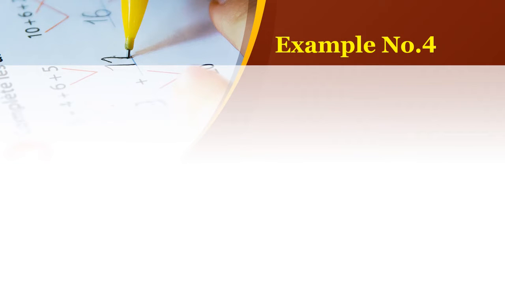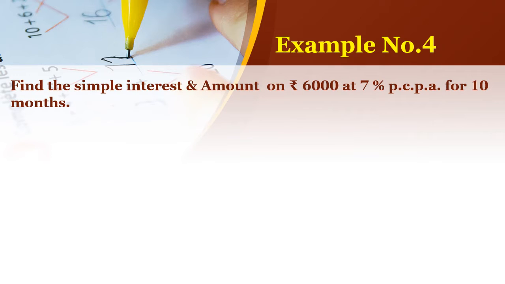Dear students, in this video we start with example number 4, because we already solved 3 examples in the previous video. This example is very simple to understand. Example number 4: find the simple interest and amount on rupees 6,000 at 7% per annum for 10 months. When we calculate the simple interest and amount, we first write down the given.